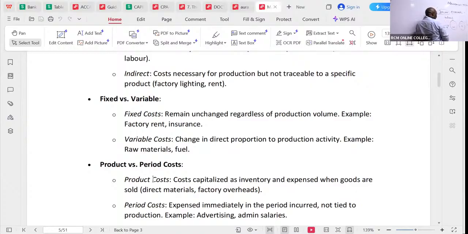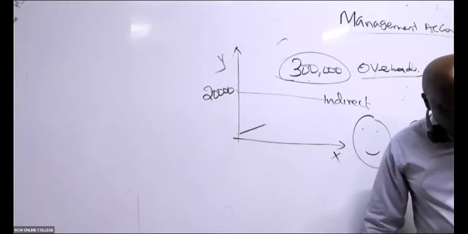We shall always expense them in the income statement. I will start by reading: periodic costs are expensed immediately in the period they are incurred. They are not tied to production. Examples are advertisement and administration salaries. Product costs are costs that are capitalized as inventory and expensed when goods are sold, like direct materials and factory overheads. Please listen to me very well.